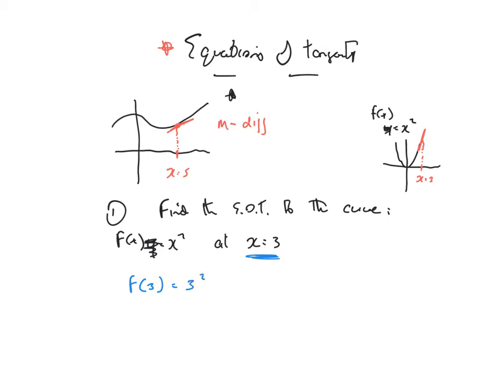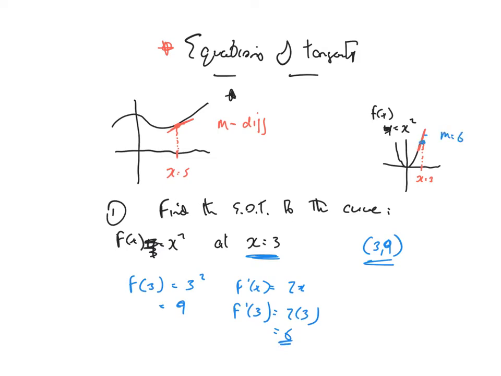So f of 3 equals 3 squared. 3 squared, that's 3 times 3, that's 9, so my point is 3, 9. Okay, my point's 3, 9. What's my next move? To find the gradient. So differentiate the thing, I get 2x, bring the power down, multiply, take 1 away from the power. I'm now interested in the gradient when x equals 3. So it's 2 lots of 3, which is 6. So the gradient then of that curve is 6.